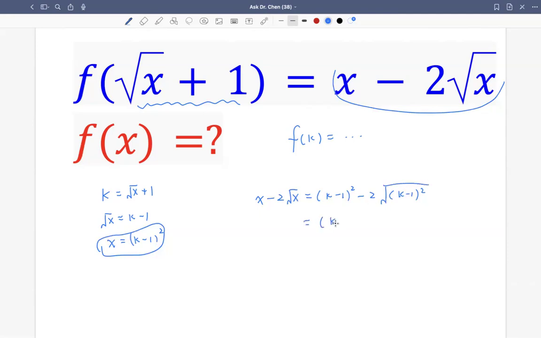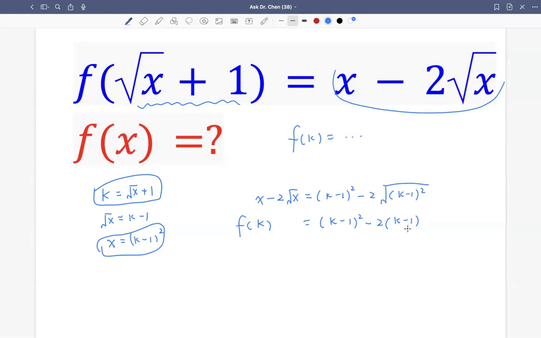In this case, we get (k minus 1) squared minus 2 times k minus 1, since the square and square root cancel each other. Right? And that's it. So that's f of k, because we use k to substitute square root of x plus 1. Now you see this function is in terms of k, so f of k equals (k minus 1) squared minus 2 times (k minus 1).